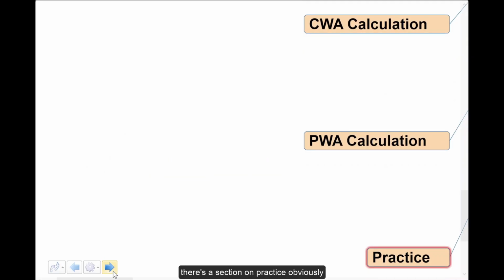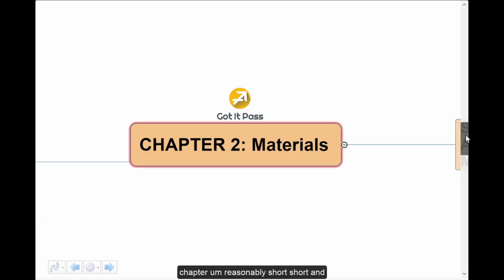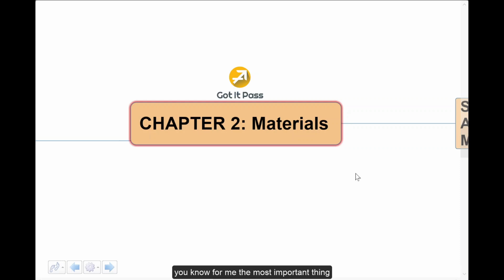There's a section on practice. Obviously, I keep banging on about the importance of practice, and I hope that you're listening, that your practice is going okay. It doesn't have to be perfect, for sure. Okay? So that's the materials chapter, reasonably short, and for me the most important thing there is just an understanding, broadly speaking, of the system in relation to materials. We're talking about, let's say, a manufacturing business. We're talking about the purchase of materials, the use of it in production, possibly the return of it. It's important to get the big picture.